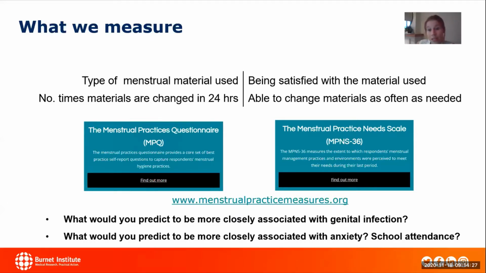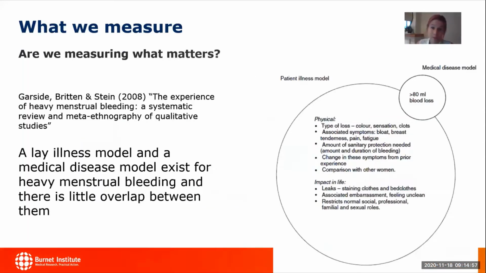We also expect that these measures may serve different purposes. When I'm communicating about these measures, I often ask which you think might predict or be more associated with genital infections, and which you might expect to be more closely related to anxiety or psychological well-being. Translating this, when it comes to contraceptive-induced menstrual changes, is it the changes themselves, or is it women's perceptions of them that we think is going to best predict their satisfaction with their contraceptive?